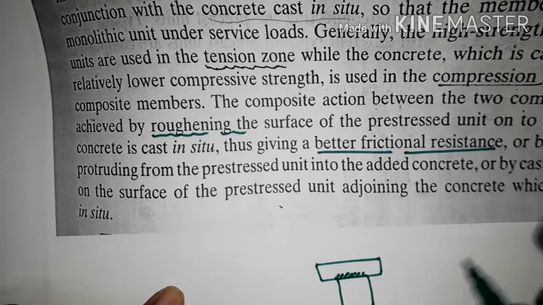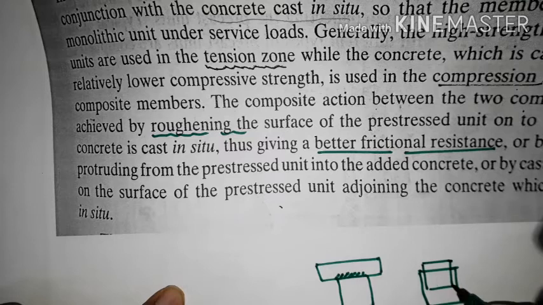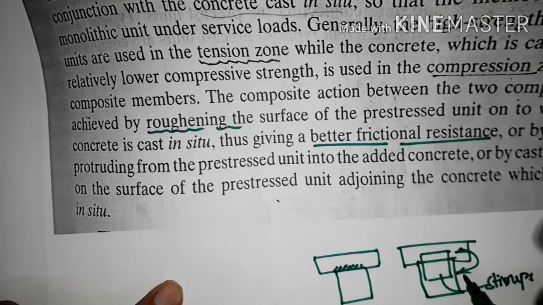Or there is one more option. So they have given 'or'. Suppose this is a portion of the beam, so the stirrups will protrude here, and they will give better bonding between these two. The stirrups provided will give better bonding between the web and the flange part. So that is why stirrups protruding is given.